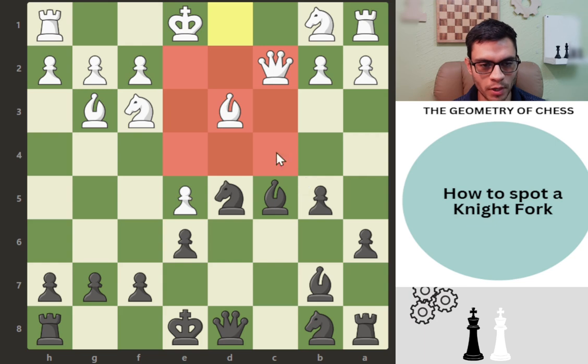Okay, this is black to play. I already have my matrix. If you were wondering, I started drawing my matrix on this square, so I can put it like this. And now identifying which pieces is easy.